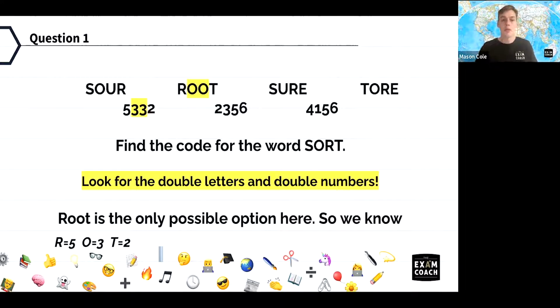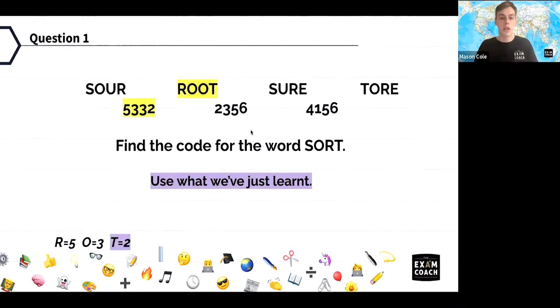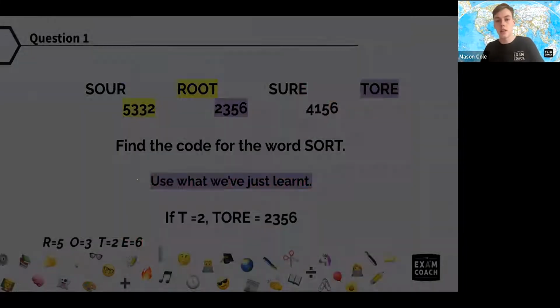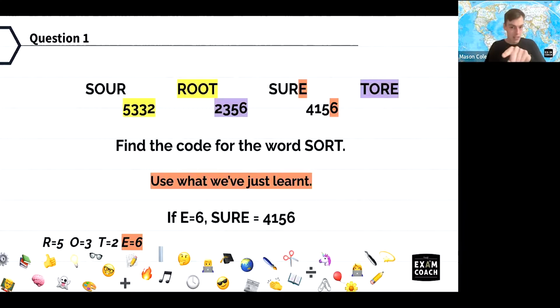Okay, so root is 5332. So R is 5, O is 3, T is 2. Using that knowledge, if T is 2, then Tor must be 2, 3, 5, 6. O is 3, R is 5, and we already know that to be correct. Therefore, we've now learned that E equals 6. So let's apply that last one. If E is 6, 4, 1, 5, 6, R is 5, okay, that works. S and U we don't have yet, so now we know S and U are 4 and 1.